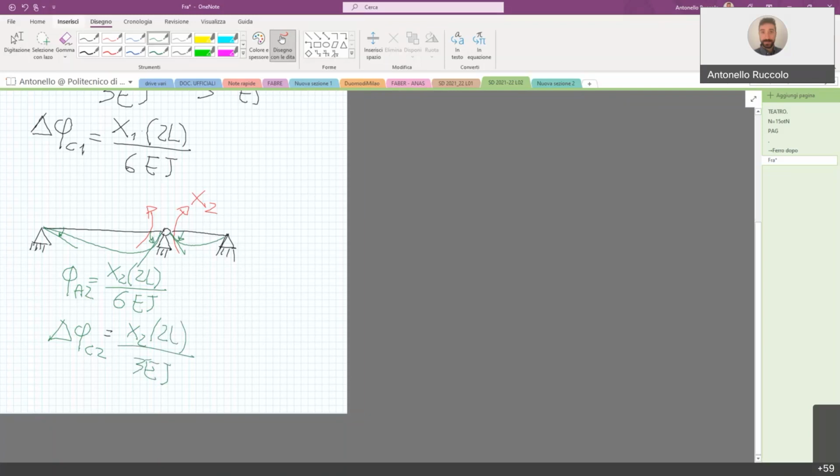Is it the only contribution? Do we have only the right-hand side rotation? Yes, no? Maybe? Please, is somebody listening to me?